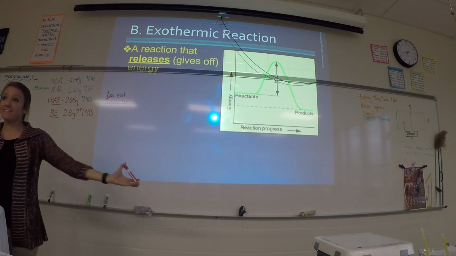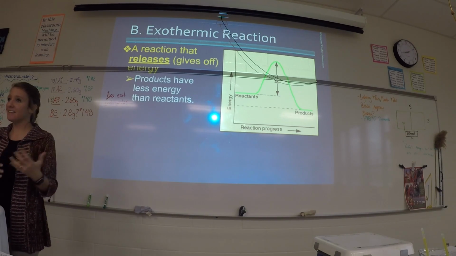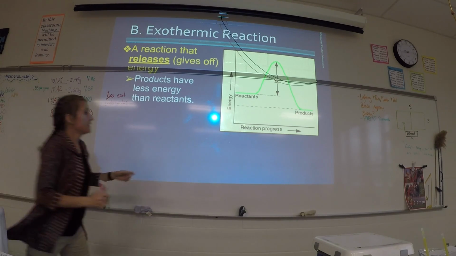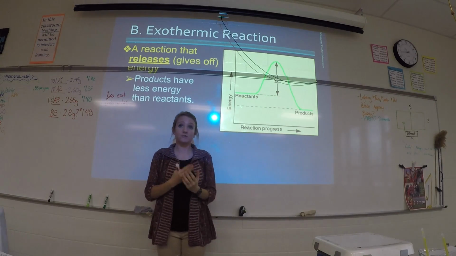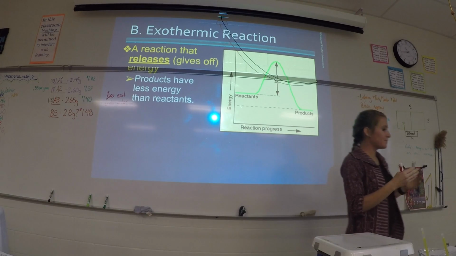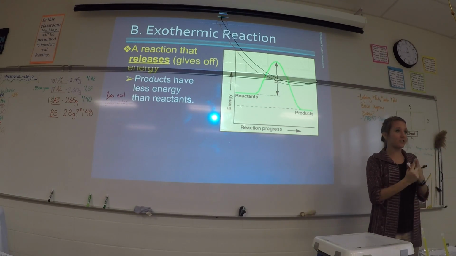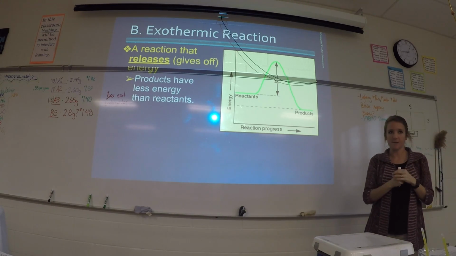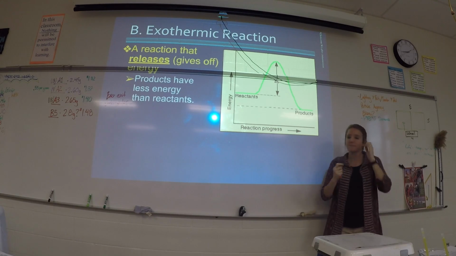Because the heat is leaving the system, the products will always be less than the reactants. So when I see an exothermic graph, the products will always be lower than the reactants, every single time. What we need to be able to do is learn how to identify an exothermic graph, an exothermic reaction, or an exothermic situation. So there are three different things you should be able to classify as exothermic.